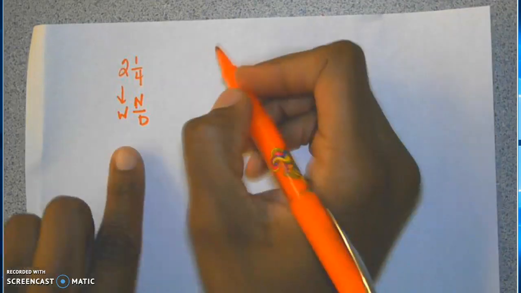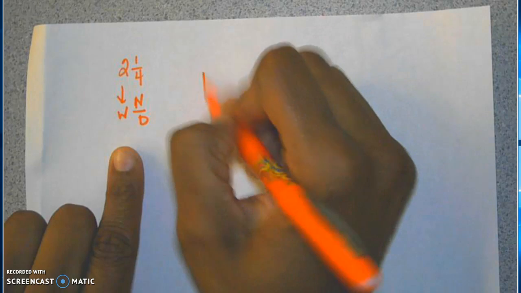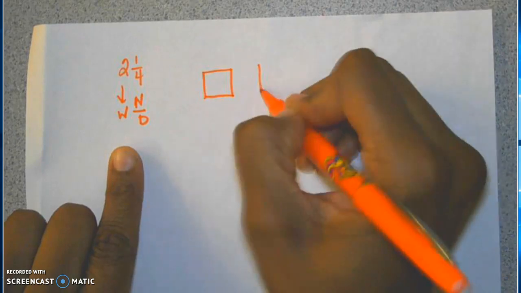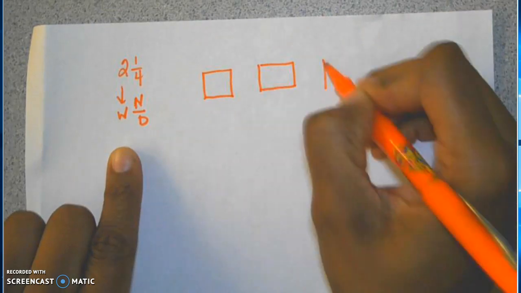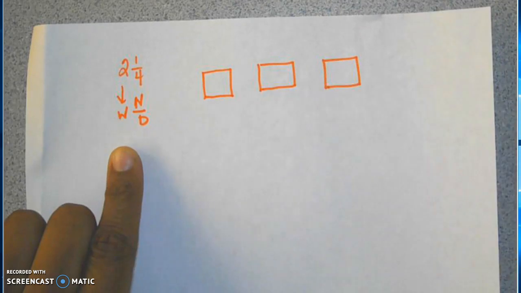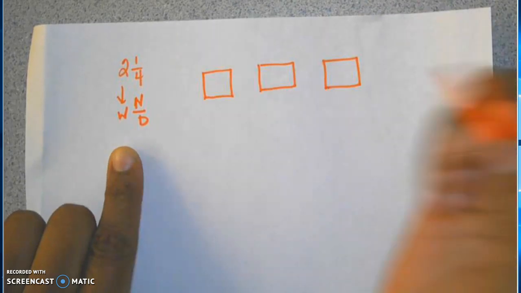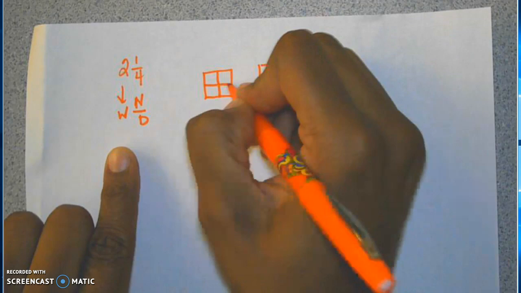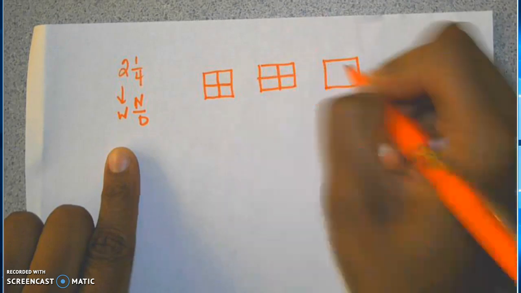Our denominator tells us how to break up our whole, and the numerator tells us how many are shaded or equal or selected out of that whole. So I have 2 and 1/4. I am going to draw two wholes, and then I'm going to draw a third. And this tells me I need to break them all into fourths. So I'm going to break them into 4 pieces.